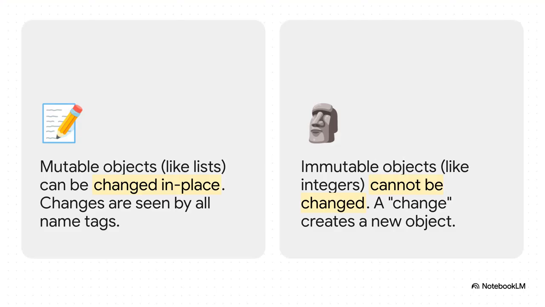So here's the big difference. Mutable objects, like lists and dictionaries, can be changed in place. Think of it like a whiteboard. All your sticky notes point to this one whiteboard, and if you change what's written on it, everyone sees the change. On the other hand, immutable objects, like numbers and strings, are like a printed photograph. You can't change it. If you want a different version, you have to create a whole new object and move your sticky note over to that new one, leaving the original completely untouched.